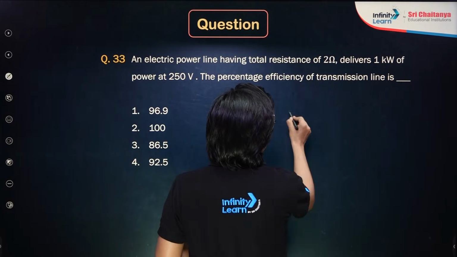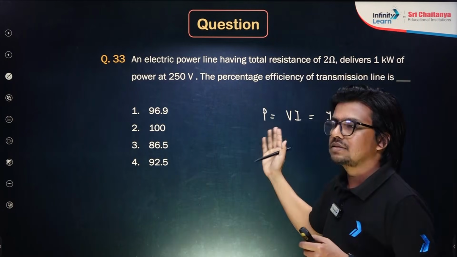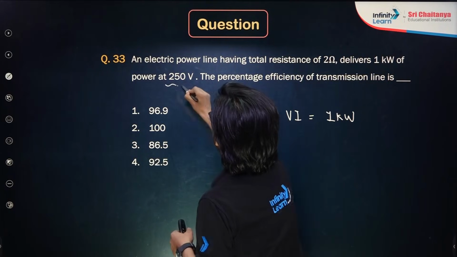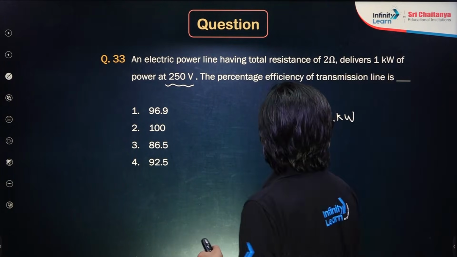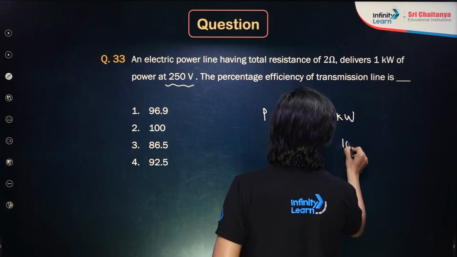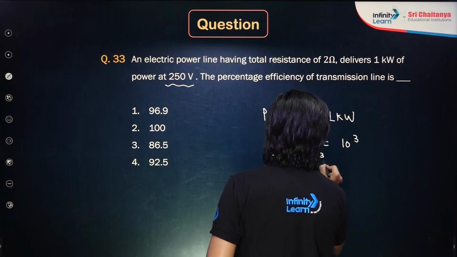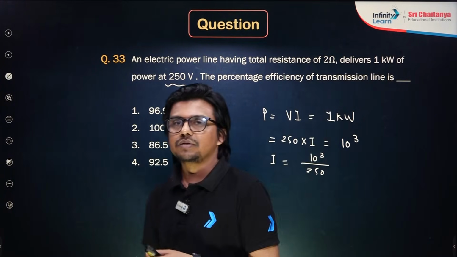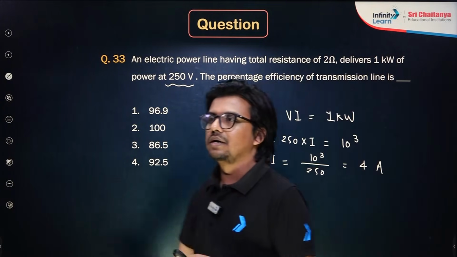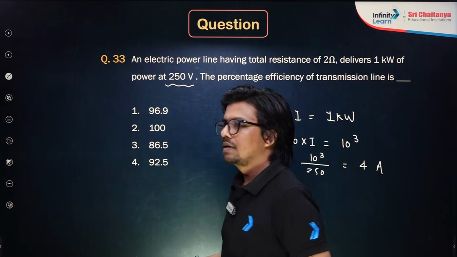Power delivered P is VI, and it is equal to 1 kilowatt according to the question. This is the output power. At this voltage it is being delivered at 250 volt. So I can write 250 into current I is equal to 10 raised to the power 3. Now current I is equal to 10 raised to the power 3 divided by 250, and this comes out to be 4 ampere, not 40 ampere. 1000 divided by 250 is 4.